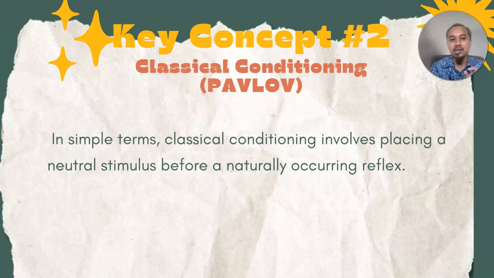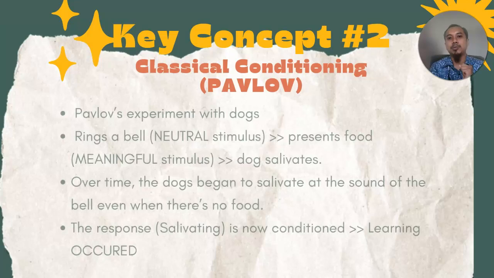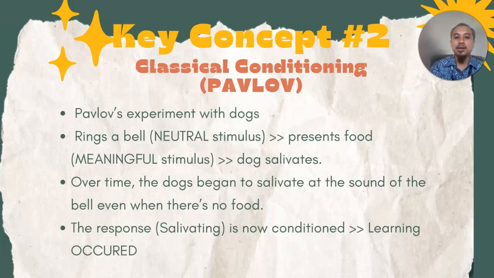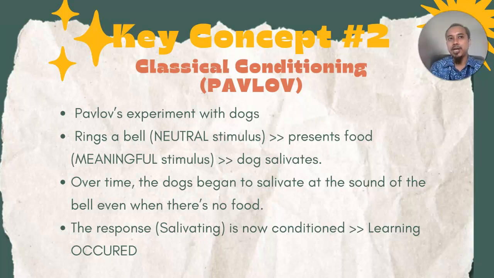So we'll see what happened in Pavlov's experiment with dogs here. When he rings a bell, the sound of the bell ringing is a neutral thing for a dog. It doesn't cause him to respond. Whereas the act of presenting food to a dog is a meaningful one because it causes the dog to salivate, right? So it gets excited when the dog sees food. So the ringing of the bell is a neutral stimulus, while presenting food is a meaningful stimulus.